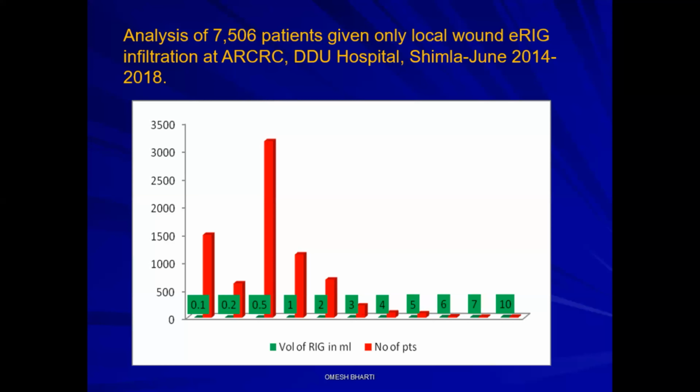So you can see now very small amounts, an average of 0.5 ml of RIG, is required for wound infiltration in maximum patients in Himachal Pradesh. So data of 7,506 patients has been analyzed and published.